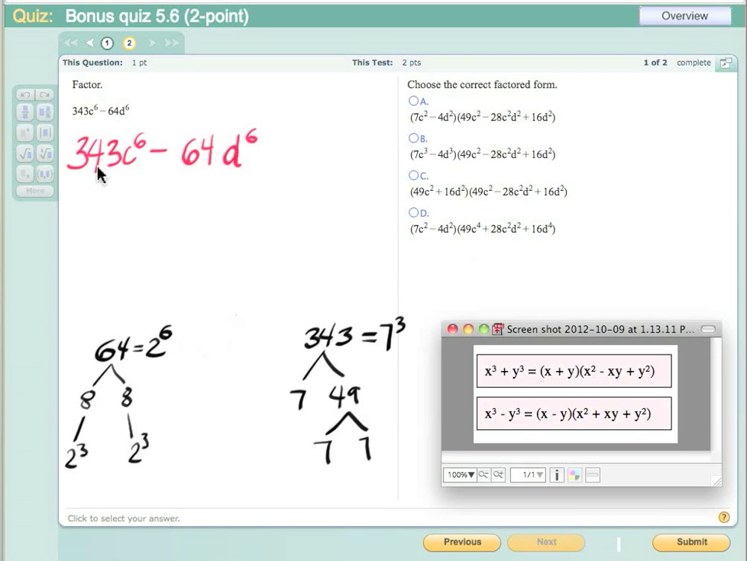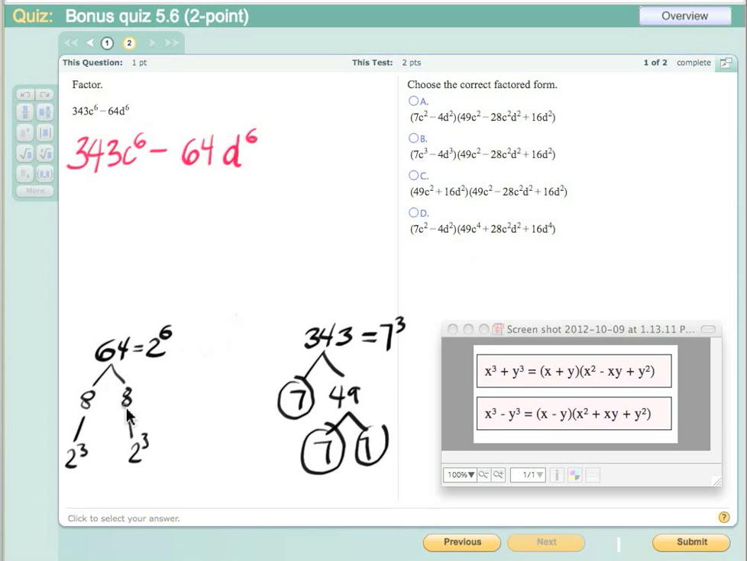So I took 343, and the first number that went into it was 7, and it went into it 49 times. And then, of course, 49 consists of 7 times 7. So the prime factorization of 343 is 7 cubed. Remember, you take the leaves of the tree. It's an upside down tree.